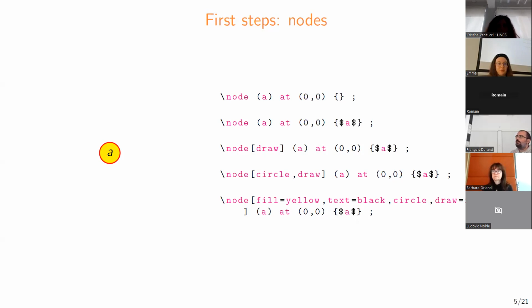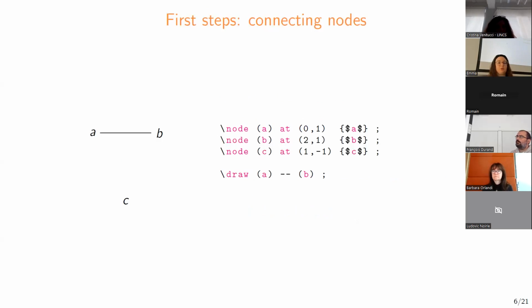So that's for nodes. Now, if you want to connect the nodes, here I drew my 3 nodes, A, B, and C. To connect A and B is simple. I just draw A dash dash B. So this connects A and B. For example, if I want to connect them by an arrow, I just have to put an attribute in here that says it will be an arrow. If I wanted a double arrow, I would just put something here and it will draw a double arrow.